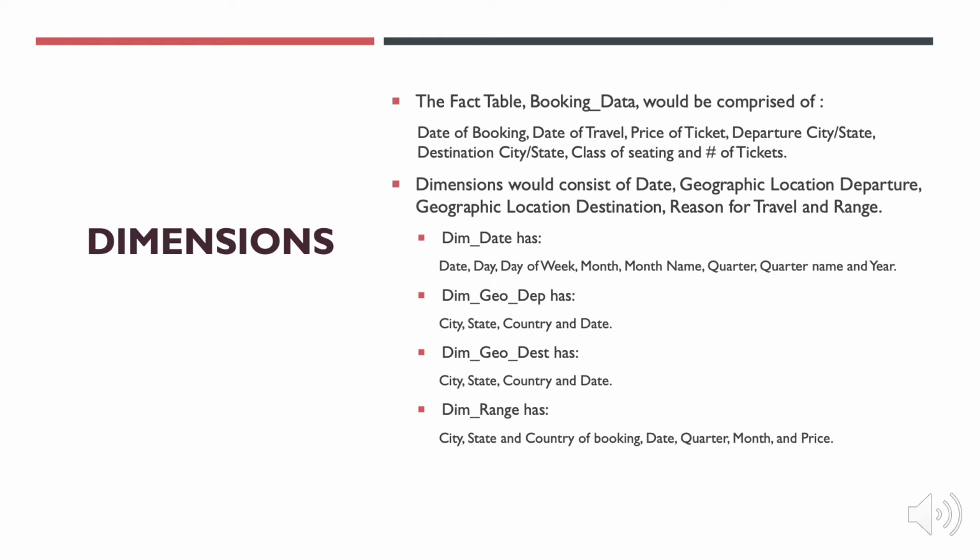So the fact table would be booking_data, and that would be comprised of date of booking, date of travel, price of the ticket, departure from the city and state, destination from the city and state, class of seating, and number of tickets. The dimensions to go along with this fact table would consist of date, geographical location for departure, geographical location for destination, reason for travel, and again the range. Below, I have each dimension and what would be in those dimensions.